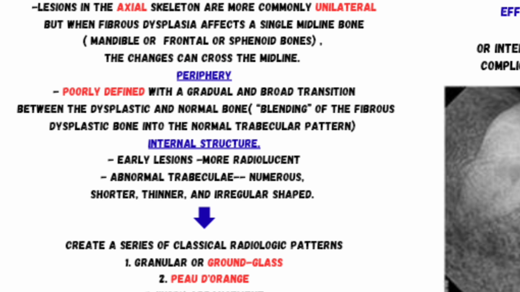Fibrous dysplasia is more commonly unilateral, whereas Paget's disease of bone and cherubism are always seen bilaterally in the jaws. This is the differential diagnosis. Unilaterally, you can see fibrous dysplasia. Bilaterally, you can see Paget's disease and cherubism.